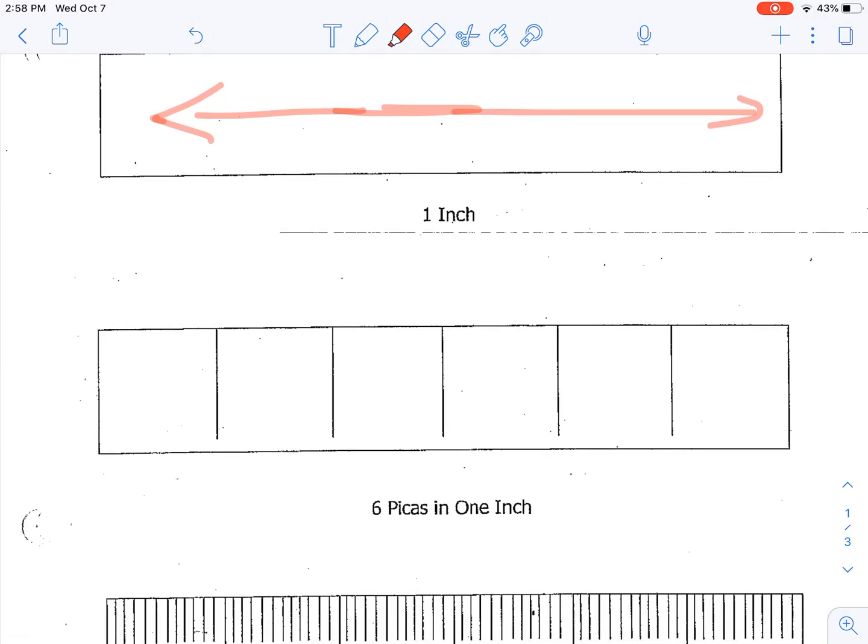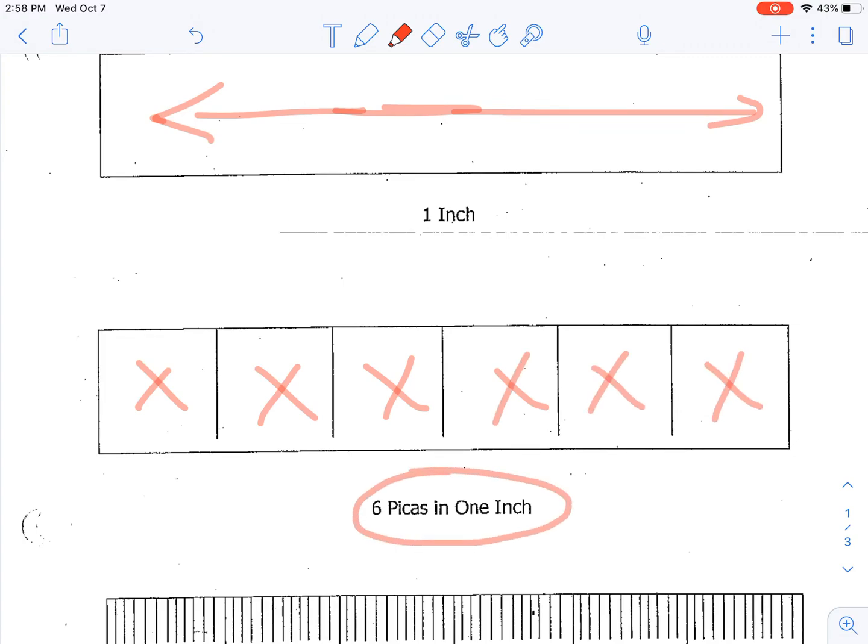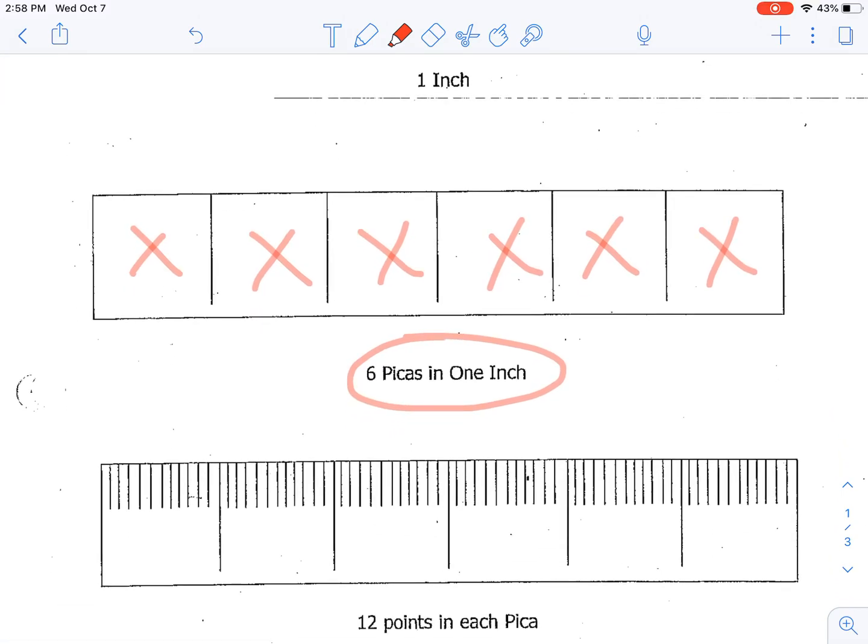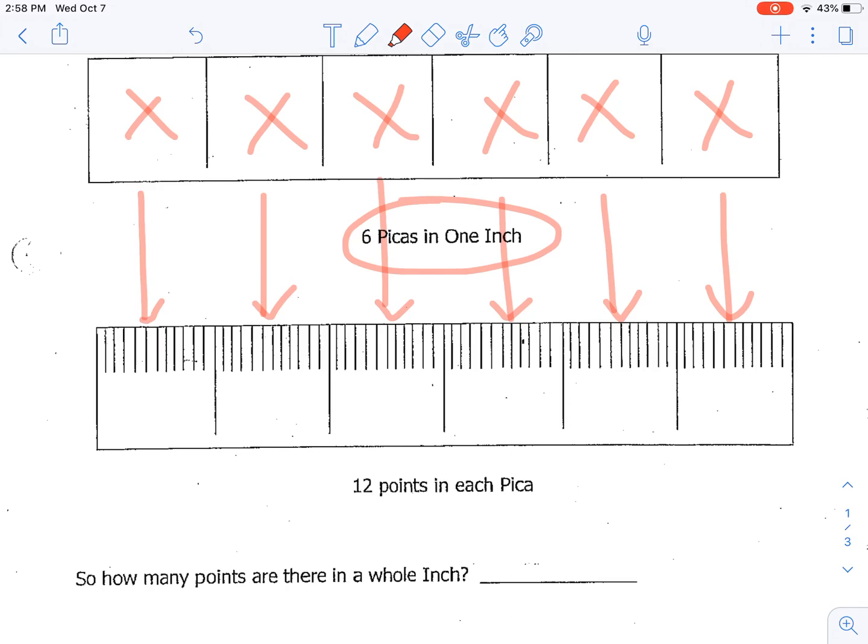then inside of that inch there are 6 things that are called picas. You will need to remember this conversion factor, that there's 6 picas in 1 inch. In each one of those picas, there are 12 little subsections that are called points. You will also need to remember this conversion factor. So if there's 6 picas in an inch, and in each one of those picas there's 12 points, that would mean that there's 72 points in an inch.